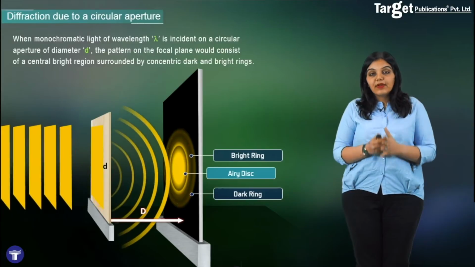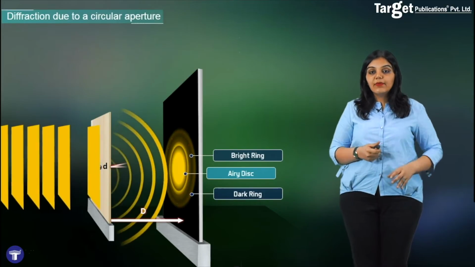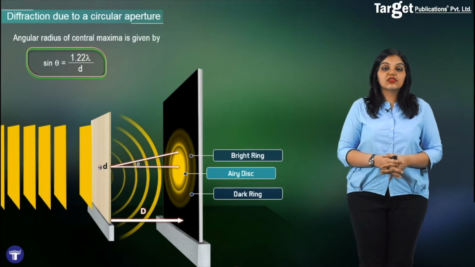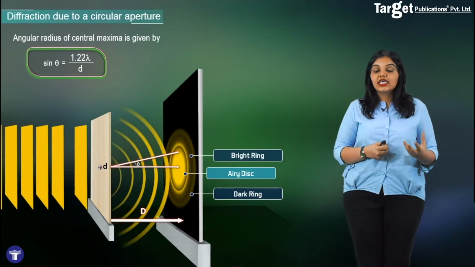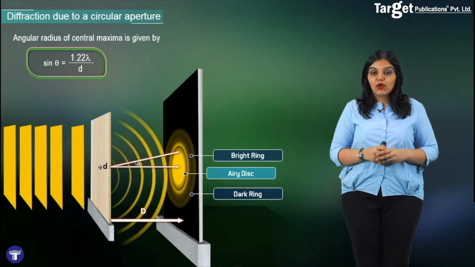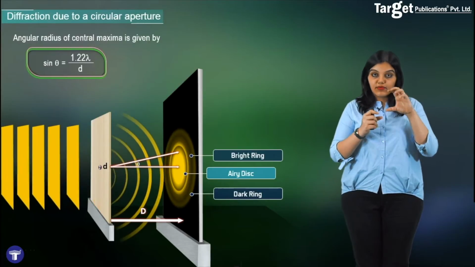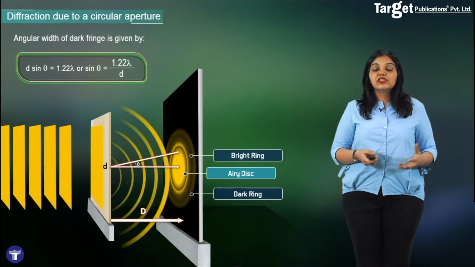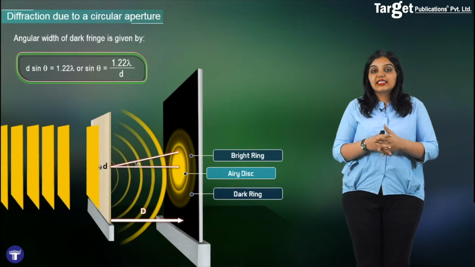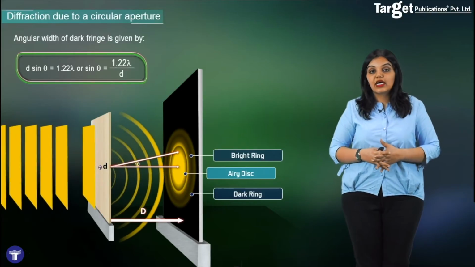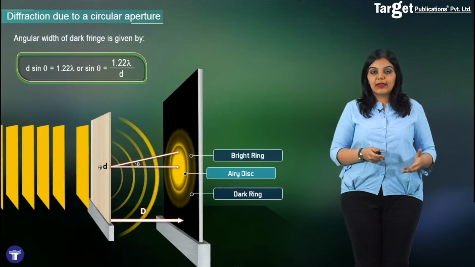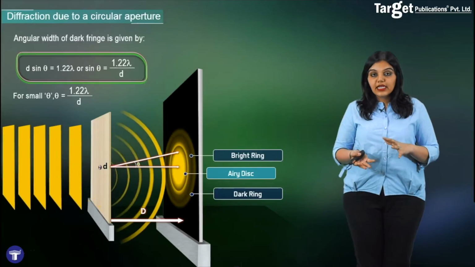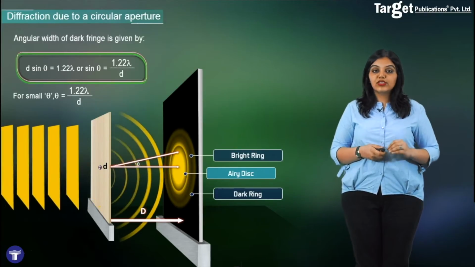Applying the diffraction theory to the circular aperture is beyond the scope of this video, but we can directly say that the angular radius of the central maxima is given by the formula sin theta equal to 1.22 lambda by d, where d is the diameter of the hole itself, and lambda is the wavelength of light. Similarly, the path difference for the dark fringe is given by d sin theta equal to 1.22 lambda, or sin theta equal to 1.22 lambda by d. Now, for small theta, you can just assume that sin theta is approximately equal to theta, and it will become theta equal to 1.22 lambda by d.